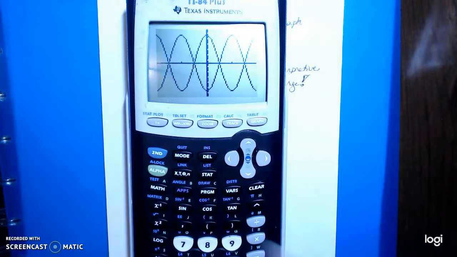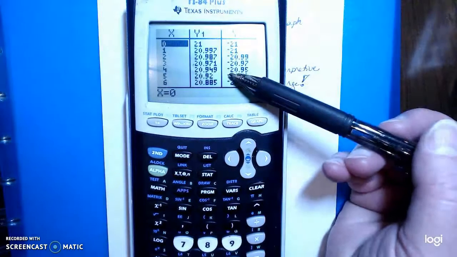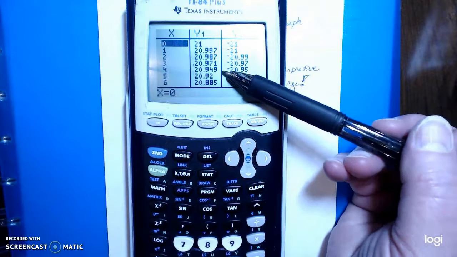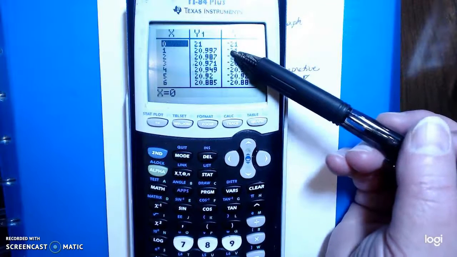Remember, you can look at second table to compare values for a given input angle, and these are not the same, right? In fact, they look like they're reflections of each other. One's positive, one's negative, not the same graph.